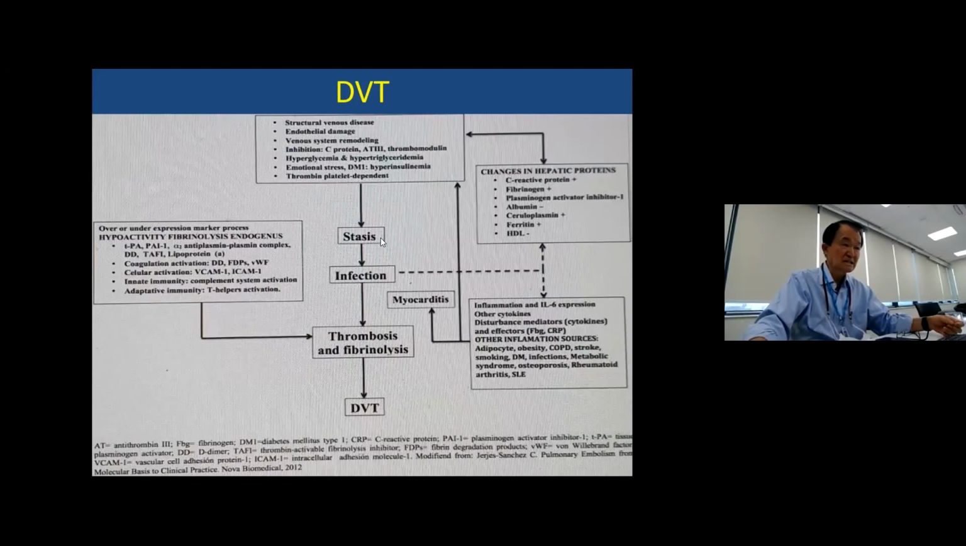So again, stasis is the most important. As I mentioned again and again, all kinds of things contribute to stasis. And then the infection, obviously, makes changes in protein, particularly C-reactive protein, fibrinogen, that kind of thing. Certainly inflammation, the cytokine IL-6 expression, certainly myocarditis, any inflammation contributes to thrombosis, and so on. All these factors I just mentioned together define thrombosis.